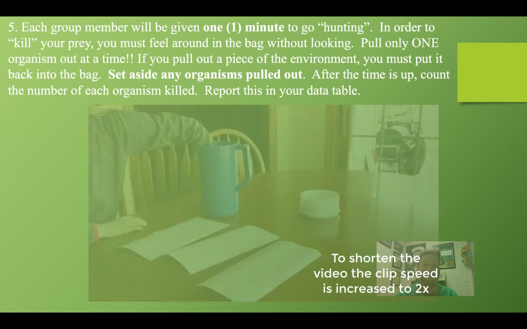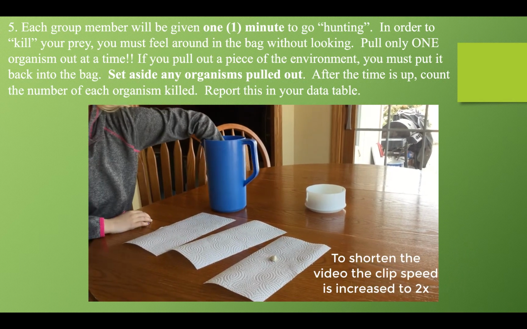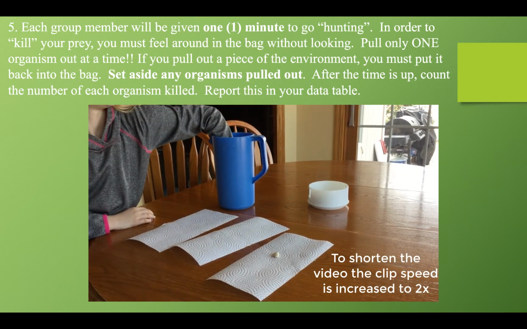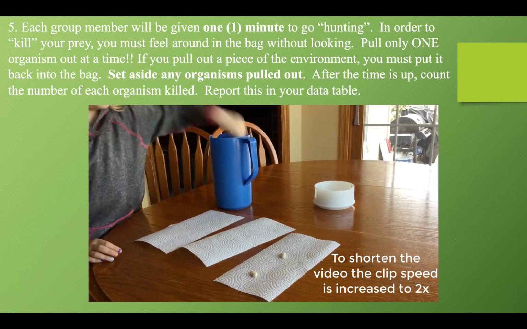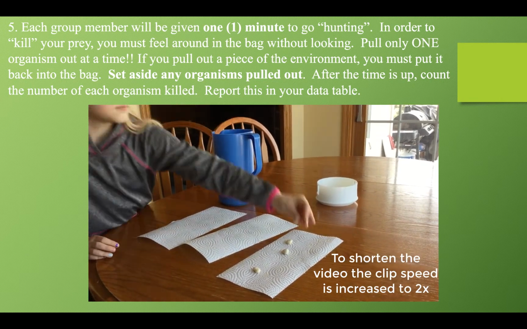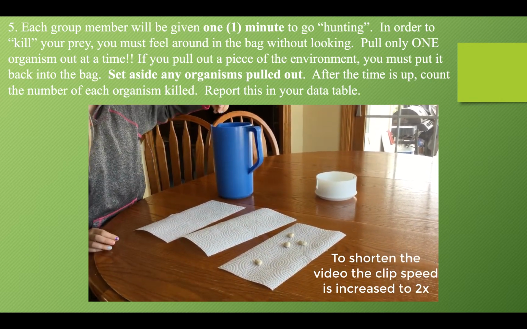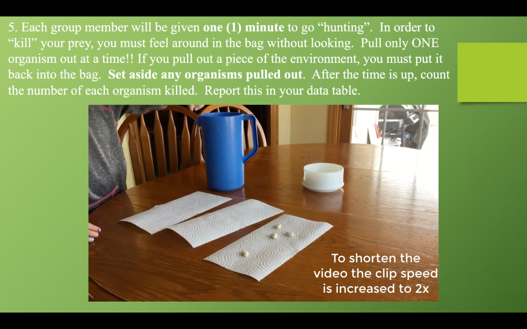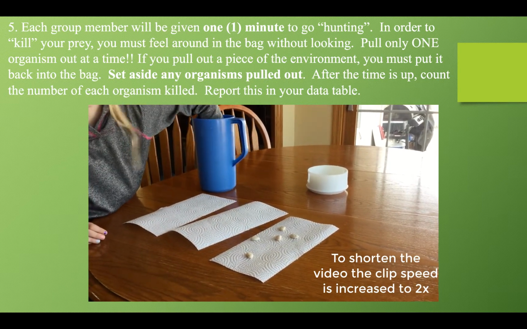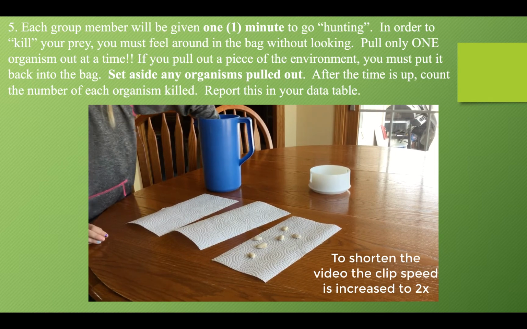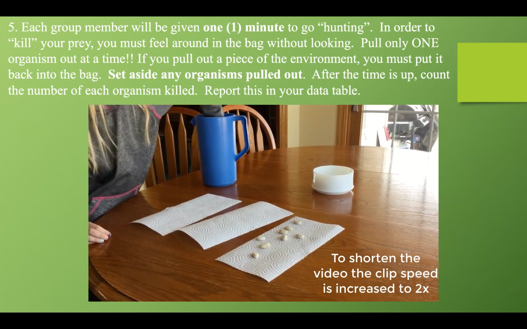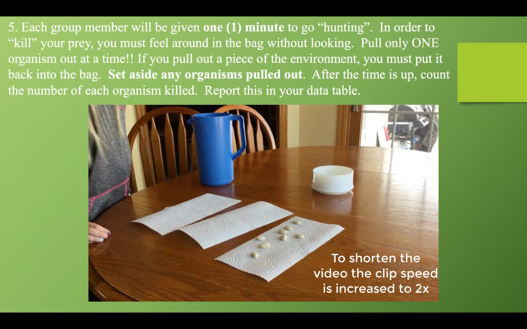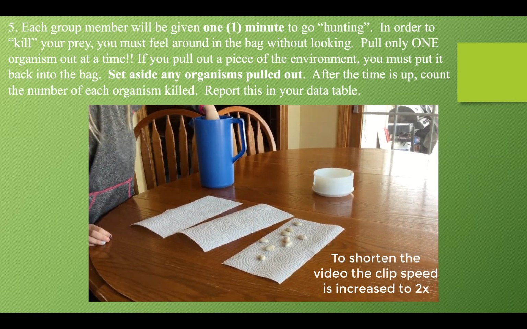data table. So each group member is going to get 1 minute to go hunting. They are hunting for lima beans. So if they pull out a lima bean from the container, they put that aside. If they happen to pull out a piece of habitat or a pinto bean, that goes back into the container. You can only pull one bean out at a time. After the time is up, we're going to count the number of organisms that were killed during this 1 minute time period.